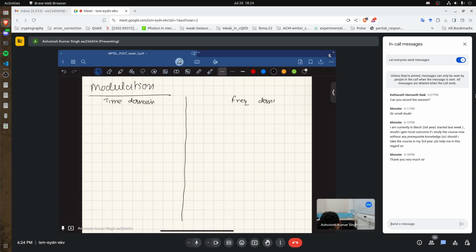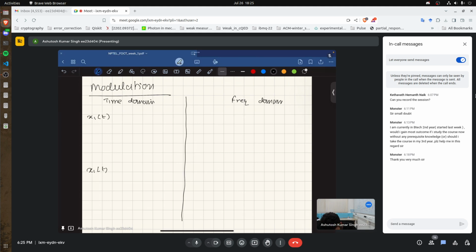Frequency domain. Now I have 5 signals. For simplicity, I'll just do 2. Let's say we have x1(t) and x2(t). Now all of these guys are trying to talk to somebody else on the other side.